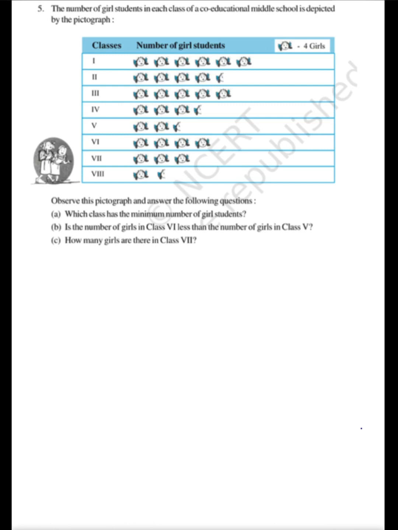So by observing this pictograph you can see that each picture represents 4 girls. That means in every class this one picture will represent 4 girls. Understand? And the first question is, which class has the minimum number of girl students? So by observing this picture you have to identify the class with the minimum number of girl students. Here you can see only 2 girl pictures.